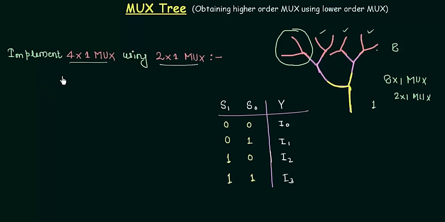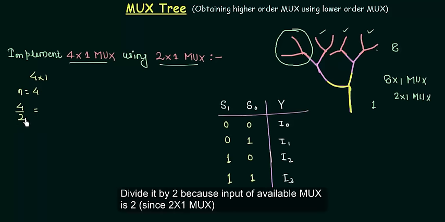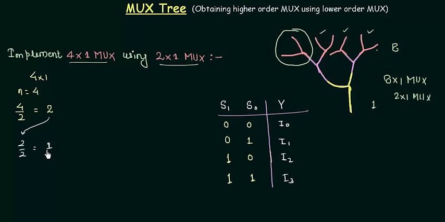So let's do it. The first thing that you have to see is the required MUX. In this question, the required MUX is your 4x1. Now what is the value of n, or the number of input data lines in this required MUX? N is equal to 4. The next step is to divide this 4 by 2 and write the result. So 4 divided by 2 gives us 2, and again take this 2 and divide it by 2, so we have 1 here. And once you have 1, you just stop, okay? So the result is 2 and 1. Now add them. Adding them will give us 3.